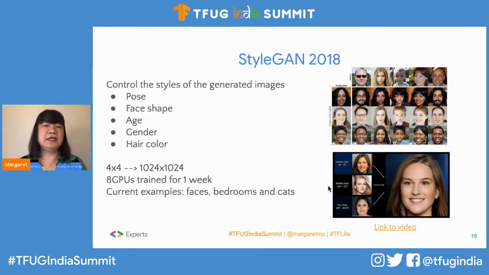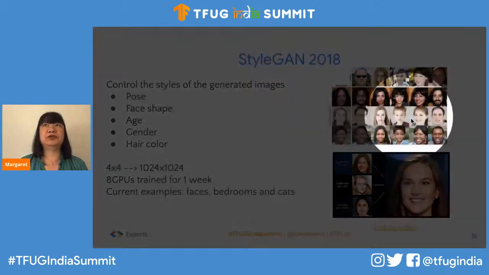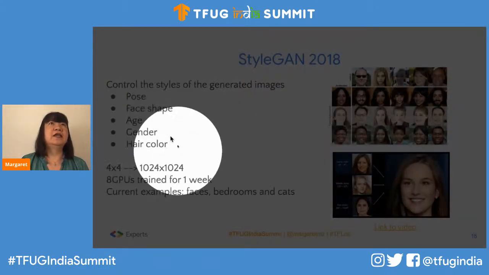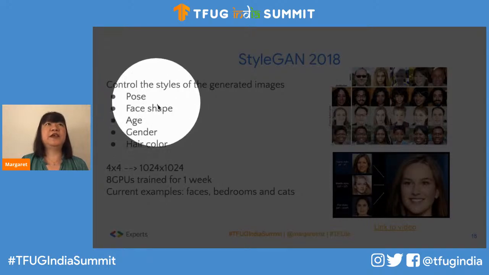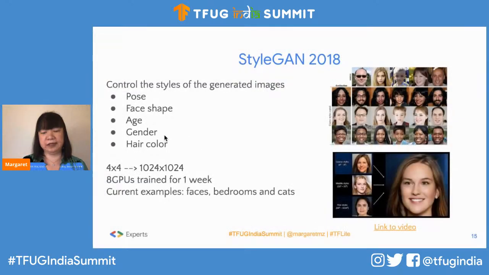Then in 2018, we had StyleGAN. One of the main challenges with GANs is that you don't have a whole lot of control over the images that get generated. And StyleGAN will allow you to have more fine control of the images. For example, to generate these faces, you can control the pose, face shape, age, gender, hair color, etc.